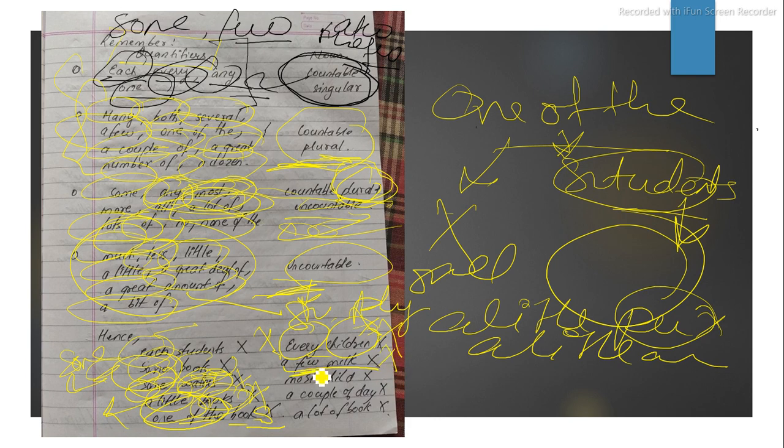Because a few will be used in front of countable nouns only. A few children were playing. Okay. A few milk will be wrong. Most child is also wrong. Why? Because most is going to be used with uncountable nouns, and we can count the number of children. Second, a couple of days is also wrong. A lot of book is wrong. Why? Because a lot of is going to be used in the plural form. A lot of books will be the correct one.